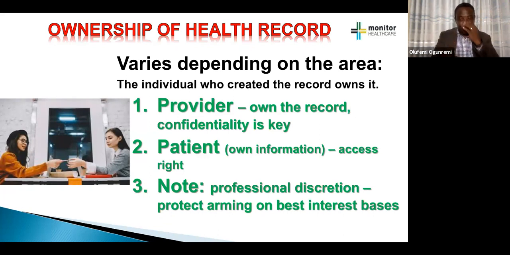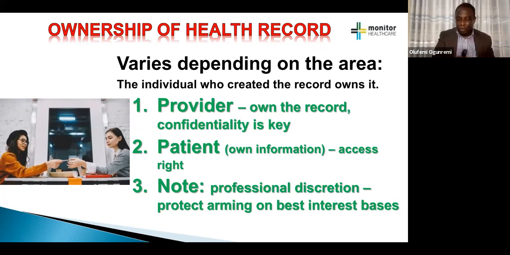I'm just putting myself as a provider now. If I'm a provider, keeping the record, taking care of it, saving it and sorting the record, that's my responsibility, it's mine. But the information there is for the patient. So the patient has the right to access it because it's their information.